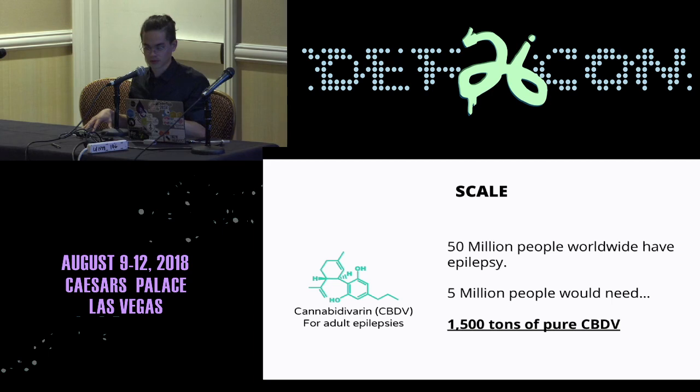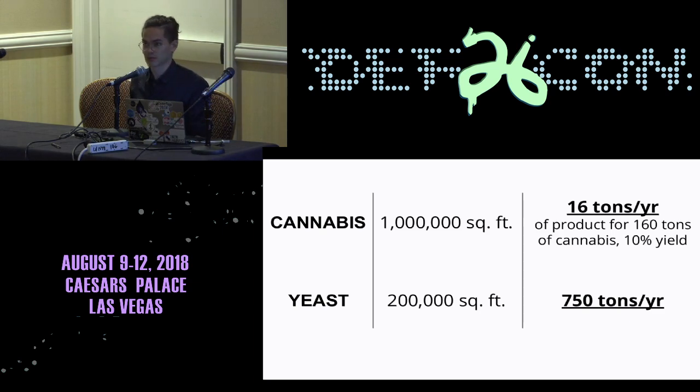If you add that up with the dosage and what this is going to take, you're getting into the range of 1,500 tons of pure CBD or CBDV, the pure cannabinoid product. If you compare that against a cannabis growth operation and maybe the total amount of cannabis in the world right now, it's still maybe 100 or 1,000 times away from getting close to those kinds of numbers.